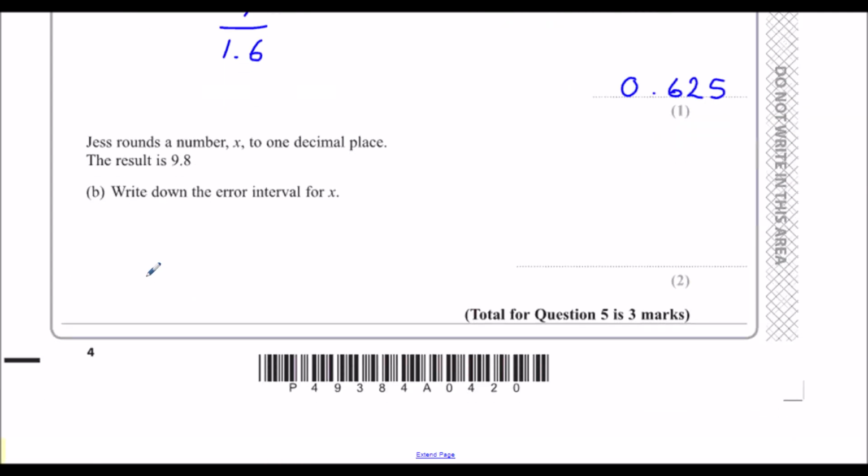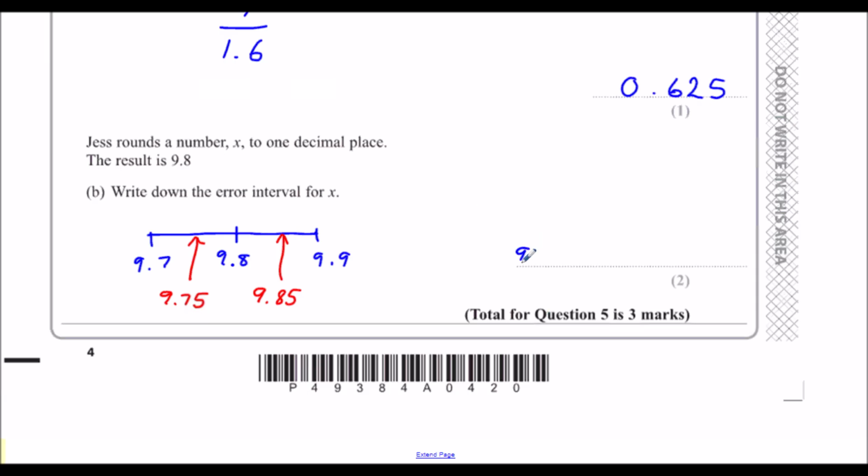Part B. Jess rounds a number x to 1 decimal place. The result is 9.8. Write down the error interval for x. So we've got 9.8 to 1 decimal place. The one below is 9.7. The one above is 9.9. So if we've rounded it to 9.8, we look halfway between 9.7 and 9.8, 9.75, halfway between 9.8 and 9.9, 9.85, and they're the two bounds.